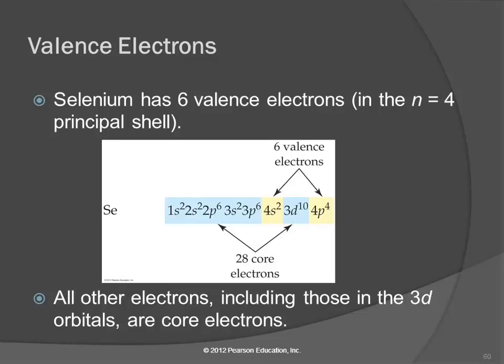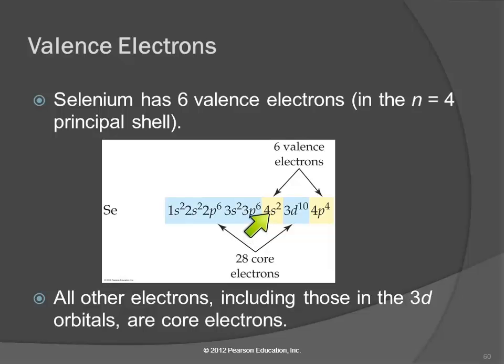Let's look at another one here. Selenium has this electron configuration. So it goes on like that, and here we've gotten into where the order gets kind of mixed up. We went over that on Tuesday as well. But we're going to look again at the highest number. The highest number is 4.